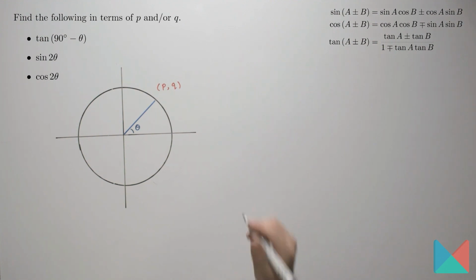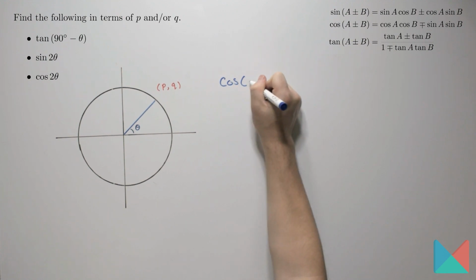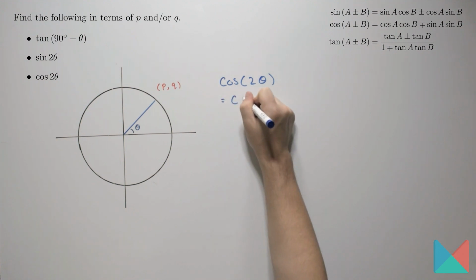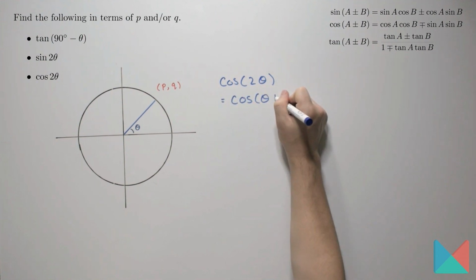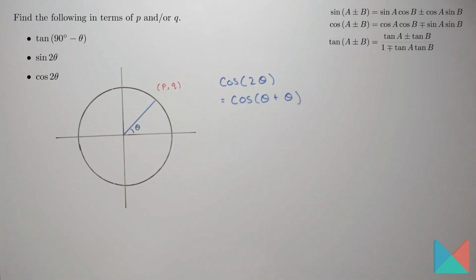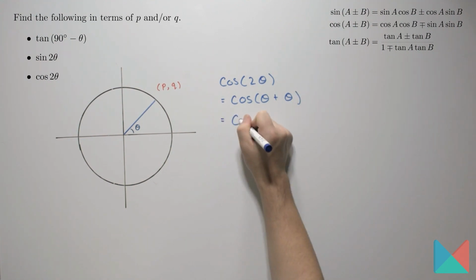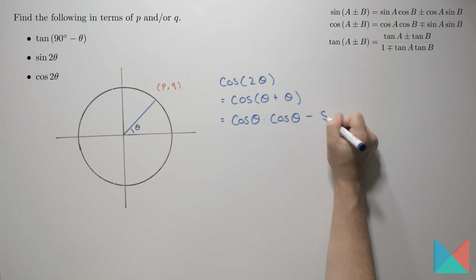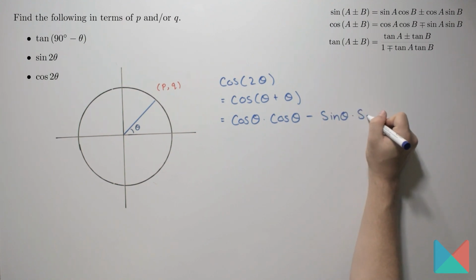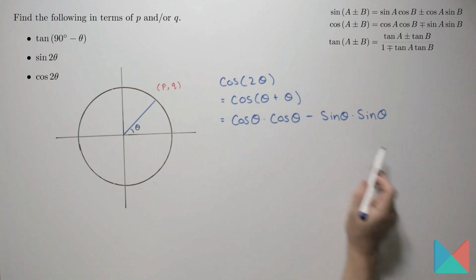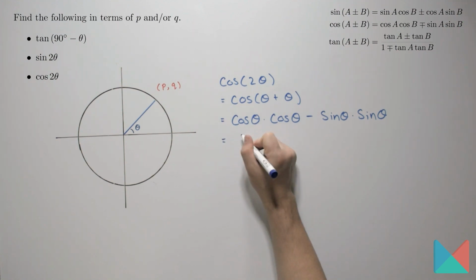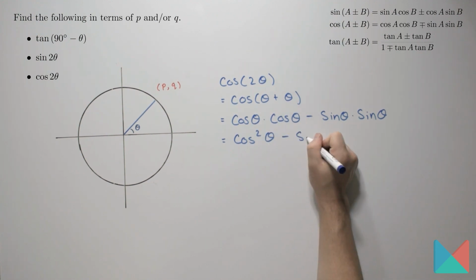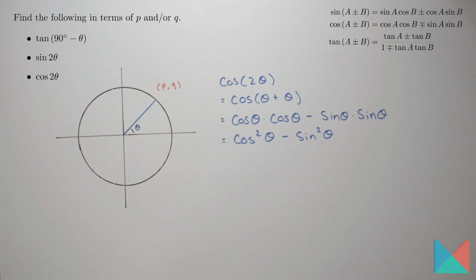For our final part, we want to solve for cos of 2 theta. And we can do a similar process as before, where we're going to replace the 2 theta with theta plus theta. And we can use the angle sum identity for cosine now. So we'll have cos of our first angle times cos of our second angle, take sine of our first angle times sine of our second angle. And now we can simplify a bit. So we have cos times cos, which is going to give us cos squared theta. Take sine times sine, which is sine squared theta.